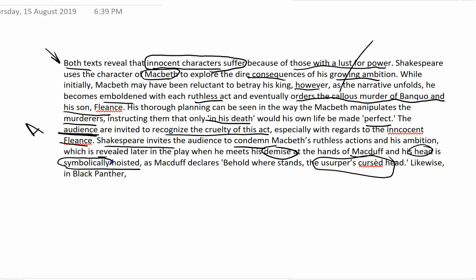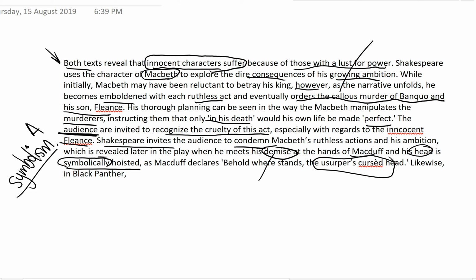So this is using the symbolism of Macbeth's head being held up. The celebration in his destruction or demise reveals Shakespeare's condemnation of his actions. So that's another example that uses an analysis while linking to a symbolic device.